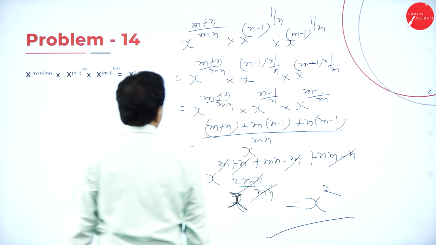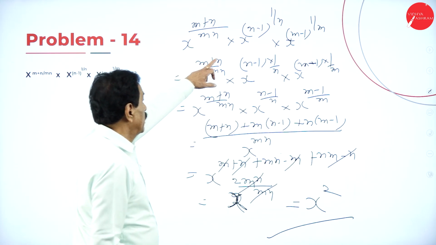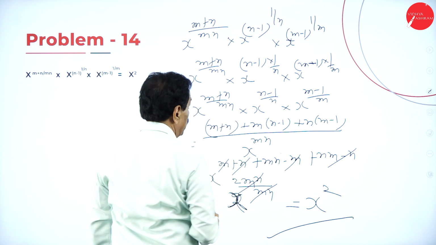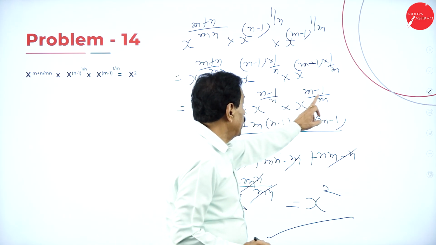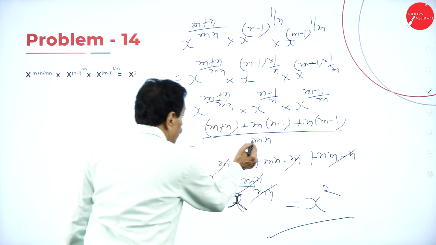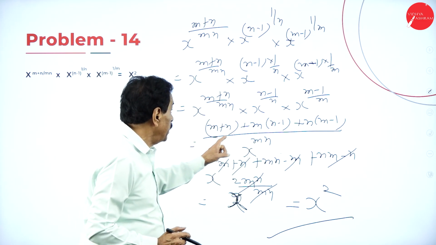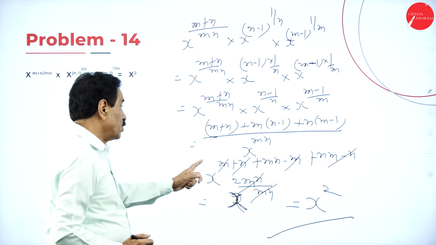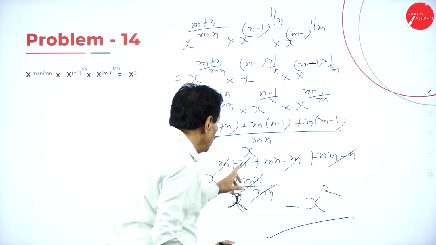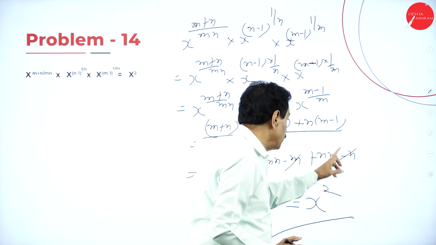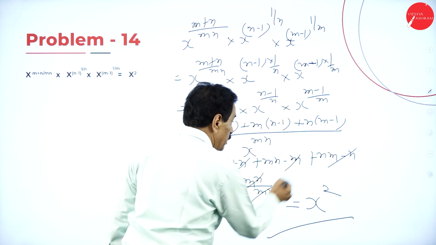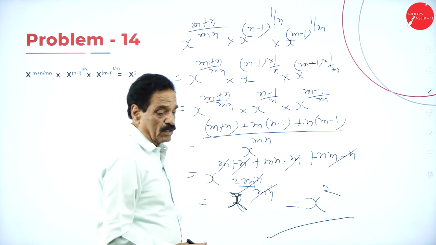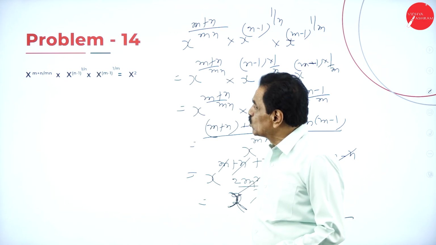So what I did in the simplification: x to the power of m plus n divided by mn, x to the power of n minus 1 divided by n, x to the power of m minus 1 divided by m. Then I took mn as a common. What is left over? m plus n, m into n minus 1, n into m minus 1, divided by mn, x to the power of mn, then x to the power of m plus n, mn minus m plus nm minus n. Here, mn and nm cancelled out. So what is left over? 2mn divided by mn, x to the power of mn. What is left over? x square. Very simple simplification. Slowly you have to apply.